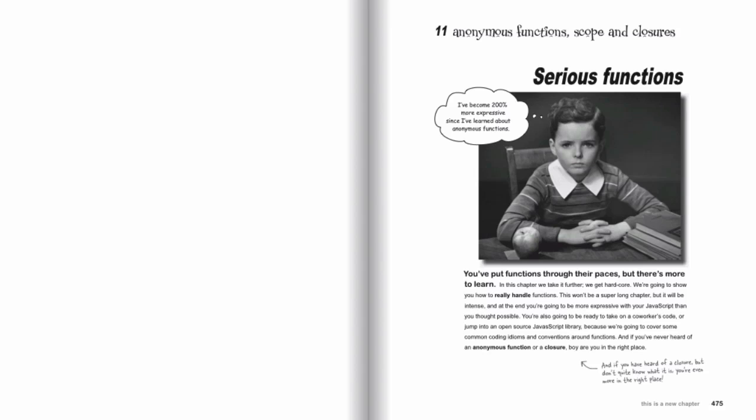We take a look at three related concepts: anonymous functions, scope, and closures. As you can guess from the title of the chapter, these are serious topics. They can be tricky to wrap your head around, so take some time going through the chapter. Go slowly and try things out as you go, as always.